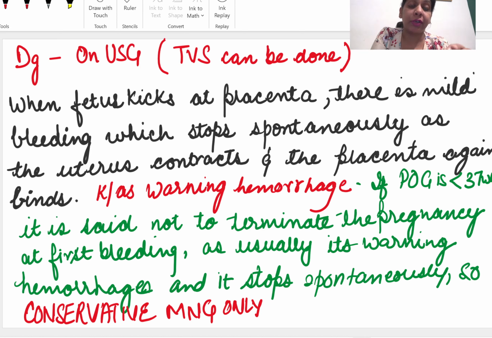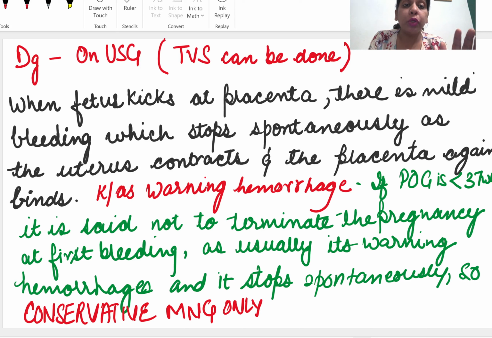On ultrasound we can diagnose this placenta previa, and we can do the TVS. We cannot do the PV, we cannot do the normal vaginal delivery, but we can do the TVS. There is no problem, because in the case of the TVS, the probe is far behind.